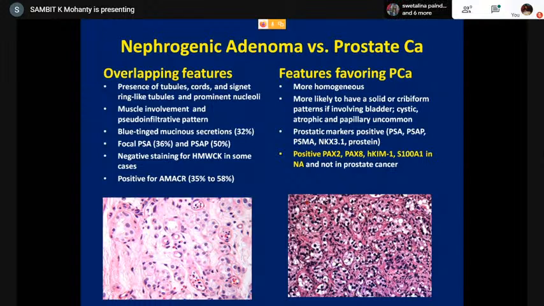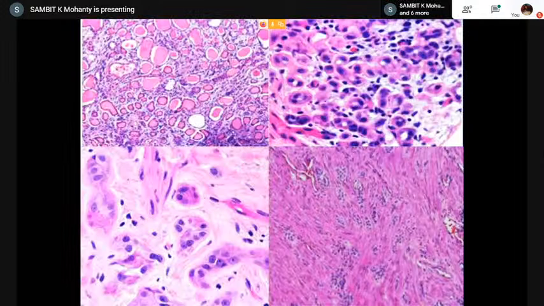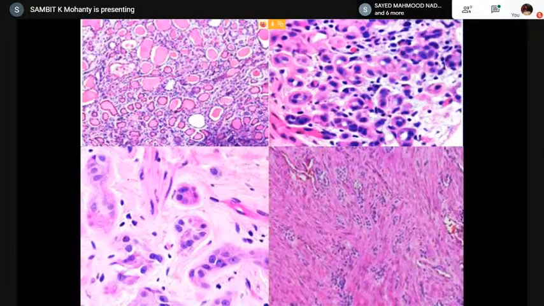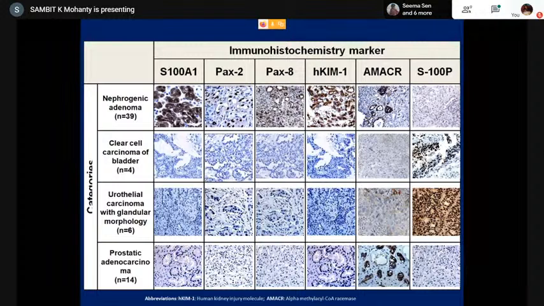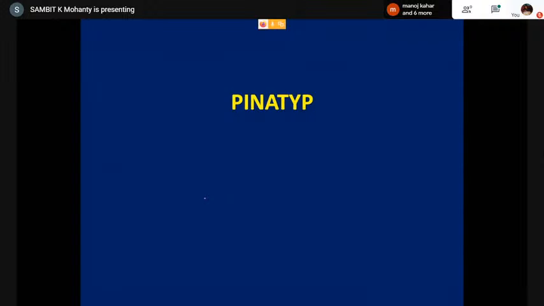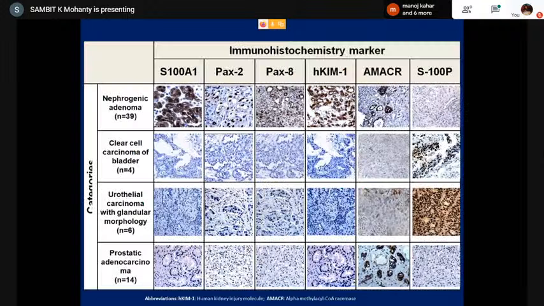Mostly you can sort it out with the history and all. If you cannot, then do the prostatic marker. They're negative for prostatic marker and positive for renal tubular markers like PAX2 and PAX8. The different types of infiltrative patterns: colloid-like pattern, cord-like pattern, signet ring patterns of nephrogenic adenoma. And nephrogenic adenoma is positive for renal tubular markers like S100A1, PAX2.